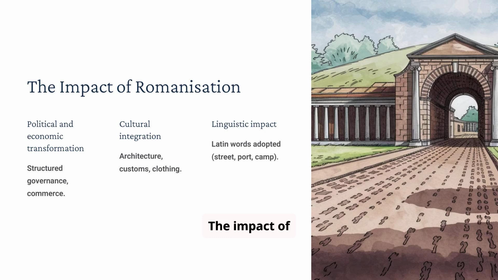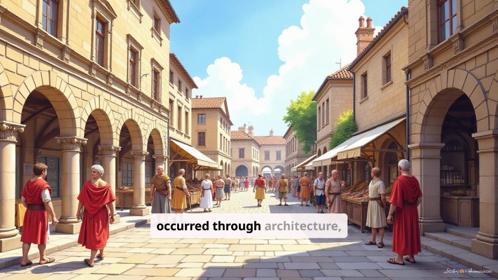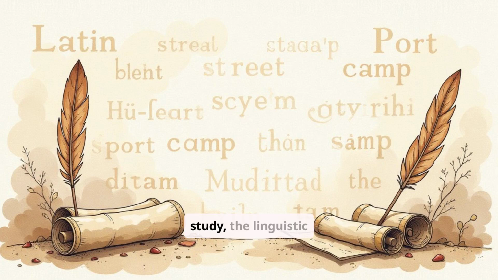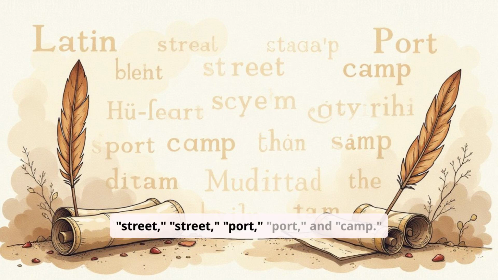The impact of Romanization was multifaceted, leading to political and economic transformation through structured governance and commerce. Cultural integration occurred through architecture, customs, and clothing. Crucially for our study, the linguistic impact is evident in the Latin words adopted into the developing English language, such as street, port, and camp.